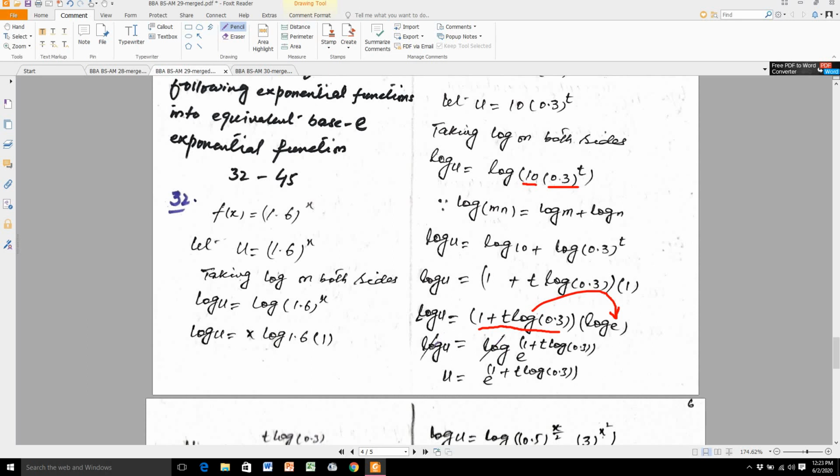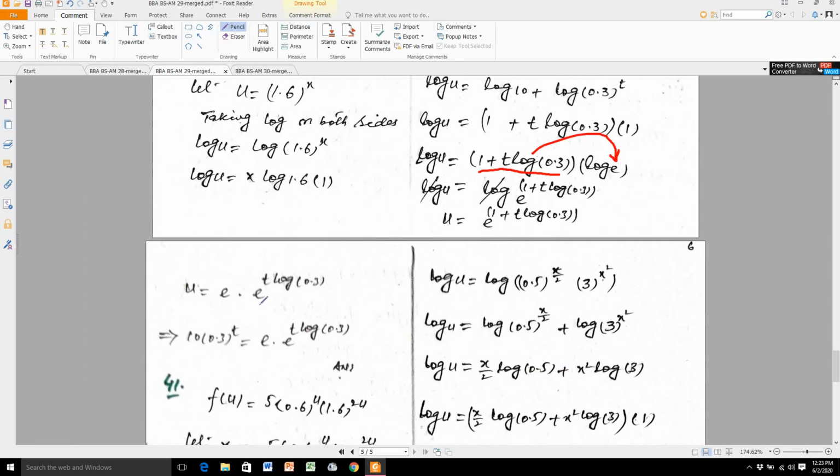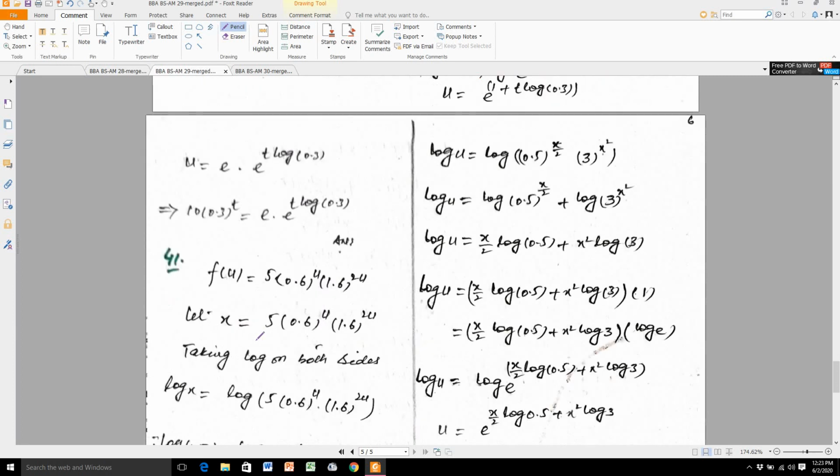In this way this log is cancelled with this log, and u is equal to e raised to the power 1 plus t log 0.3. You can also write it in this form, u is equal to e dot e raised to the power t log 0.3. Now we see question number 41.